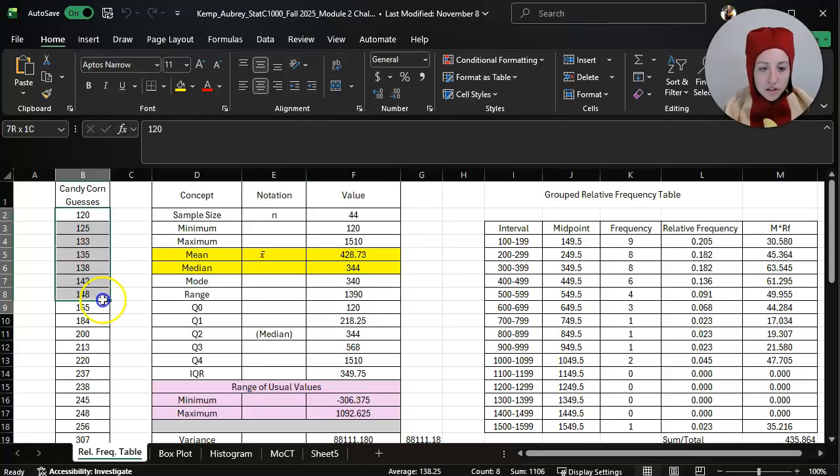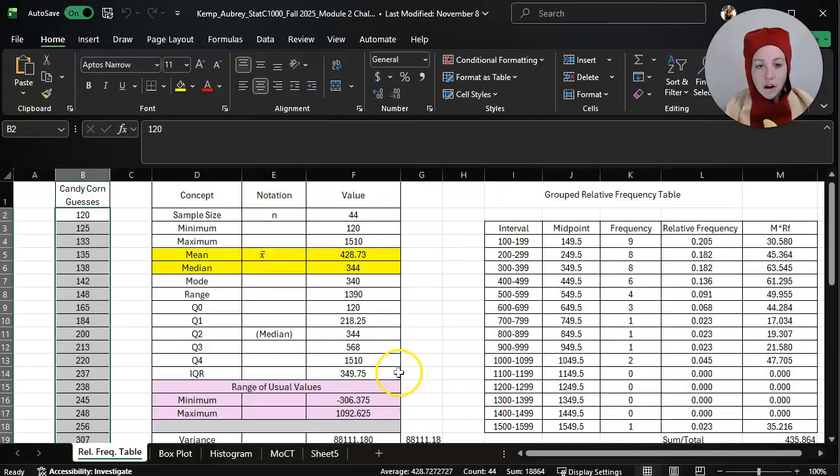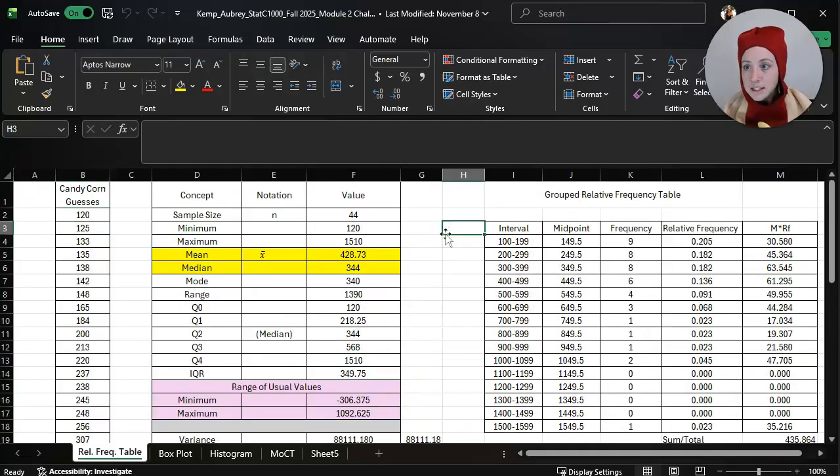So here's our data set. These are all of our guesses. And I want to really recall the measures of central tendency for this data set. So we had the mean was about 428.73. So I'm just going to round up to about 429 was the average guess.